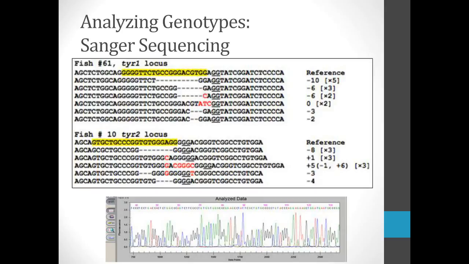Now the problem is that sequencing all of the possible clones from every fish gets expensive and it gets time consuming, especially when hundreds of eggs are injected with the goal of keeping only 50 or so functional knockouts for subsequent phenotype analysis.